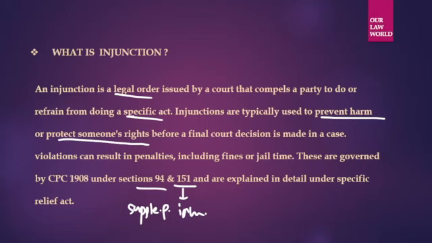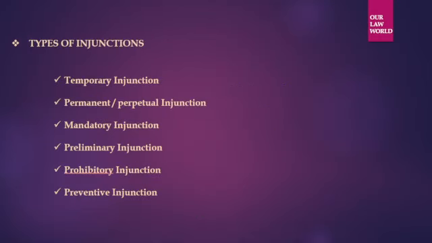So let us know what the types of injunctions are. Among these, a few you have already heard: temporary injunction, permanent injunction or perpetual injunction, mandatory injunction, preliminary injunctions, prohibitory injunctions and preventive injunctions. So let us learn what these injunctions are and when exactly they are used.